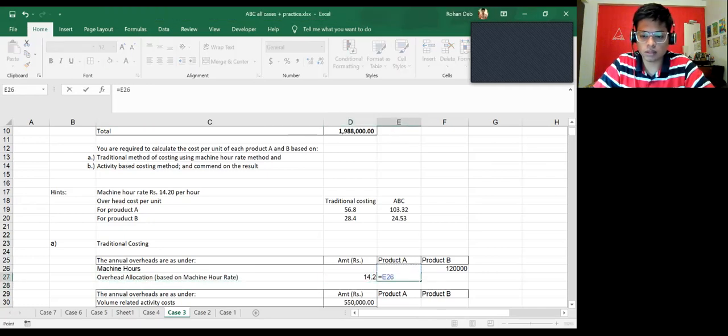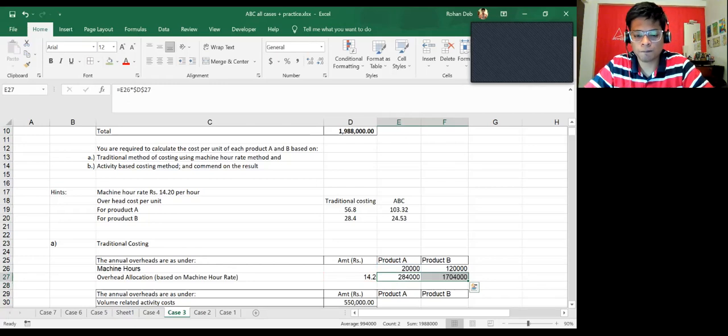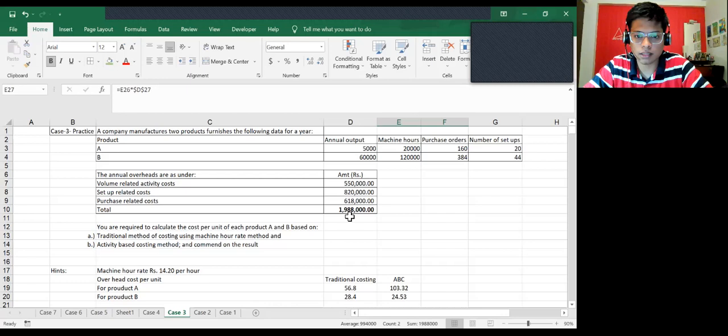So what I'll do is multiply this one into this one and fix this, otherwise the calculation will be wrong. The total is coming to 1,988,000, which is the same as my total. So in the traditional costing method, we only use this 14.2 rate to calculate on the basis of machine hours. If the 14.2 rate were not given, what would we do? This one divided by total machine hours.